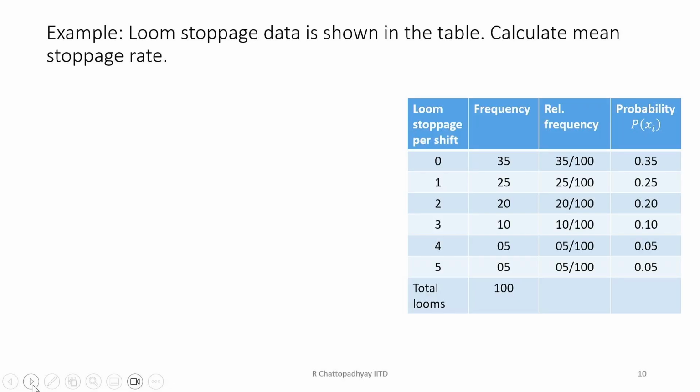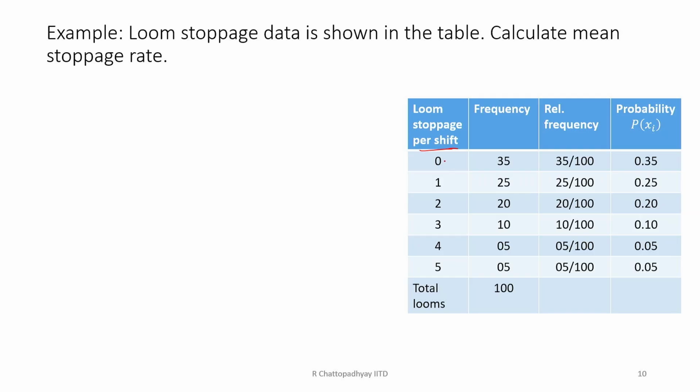Now let us say we want to find out the mean, and here is an example. Loom stoppage data is shown in the table. Calculate the mean stoppage rate. So here is a table where loom stoppage data per shift is given.